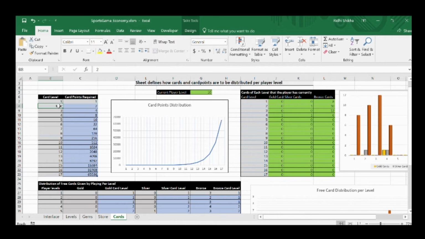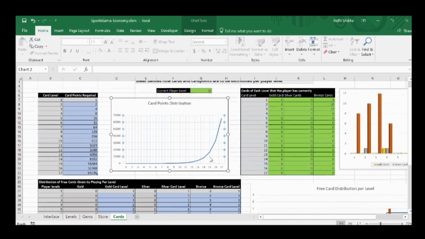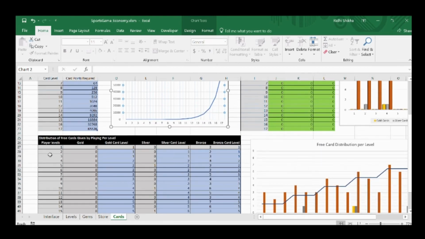If a card is at level 1 and you want to make it level 2, then we can use 2 card points to upgrade the card from level 1 to level 2. So this is the distribution of how we are leveling up the cards using card points, and this graph shows that. Now, at every player level, we are giving some amount of free cards to the player.